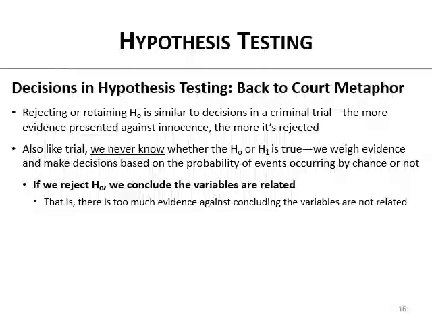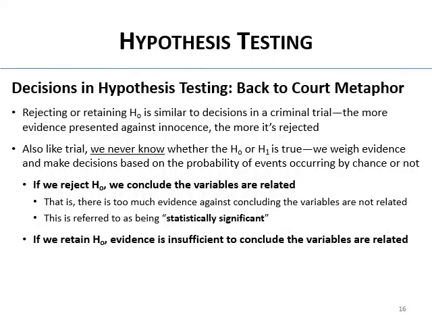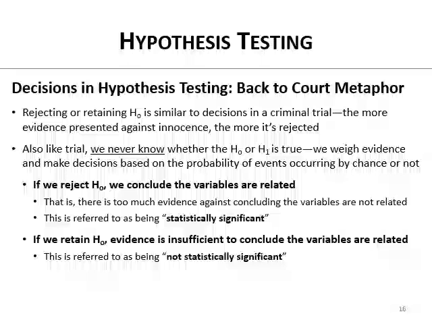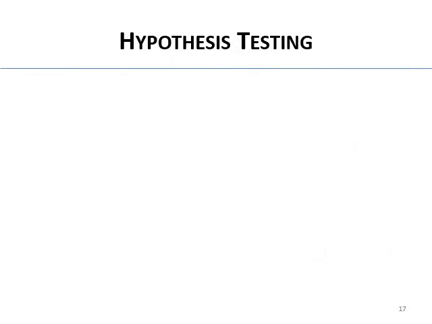I know it's like a backwards logic. So this is what we mean when we say statistically significant. We're saying these variables are related. If we retain the null, evidence is insufficient to conclude that the variables are related. We didn't prove the null again. That's why it's worded so awkwardly. This means not statistically significant. So if there's not enough evidence to reject the null, that is, we retain the null, we say it's not statistically significant.